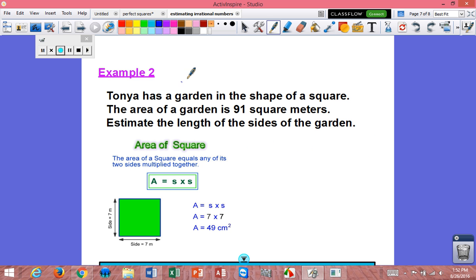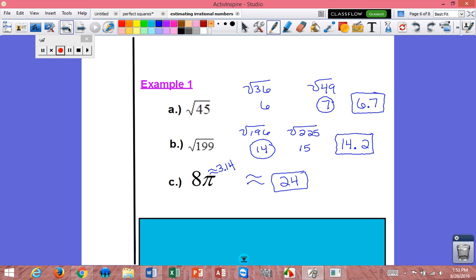All right, example 2. Tanya has a garden in the shape of a square. The area of the garden is 91 square meters. Estimate the length of the sides of the garden. So remember, for the area of a square, you are taking one side and you are squaring it. So area equals a side squared. So if the area of this garden is 91 square meters, that means we are trying to find the square root of 91. Now that is a non-perfect square, so let's go back to our perfect squares chart.